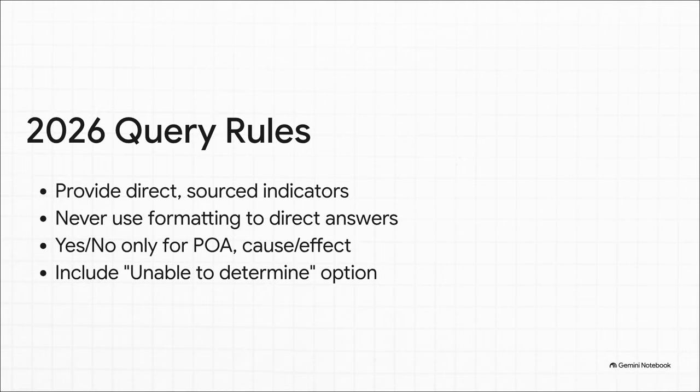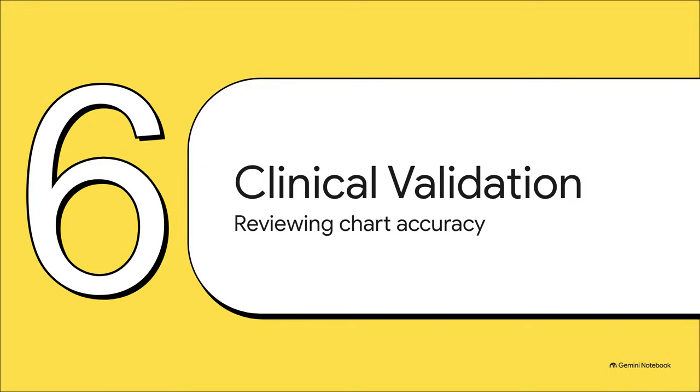You can only use it to establish if a condition was present on admission, to clarify cause and effect, or to confirm a diagnosis that's already in the chart. You absolutely cannot use a yes-no query to introduce a brand new diagnosis out of thin air. And finally, every single yes-no query has to include an unable to determine option because sometimes clinical uncertainty is just the reality.